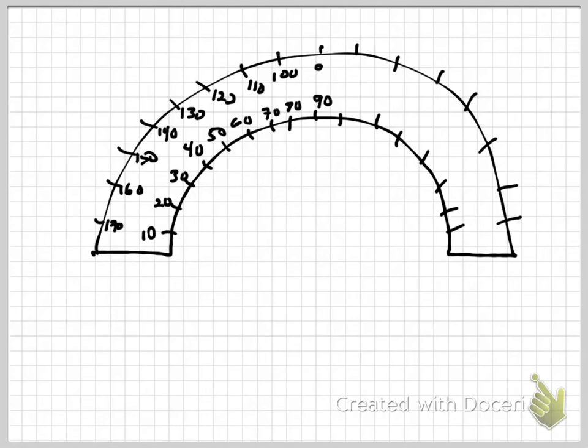And this one will say 90. And it will keep going all the way around. Does that make sense? It will keep doing that. On your protractor, it will have both. So here's the deal. This is what you do. You take your protractor. I'm going to show you.